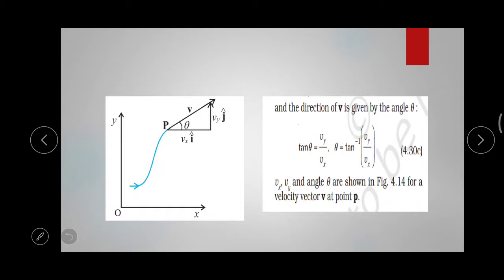By rearranging this equation, tan theta will be equal to vy by vx, that is v sin theta divided by v cos theta. The v cancels, and sin theta divided by cos theta is tan theta. So if you have the vy and vx values and want to find the angle between the direction of the velocity and the x-axis, then theta will be equal to tan inverse of vy by vx.